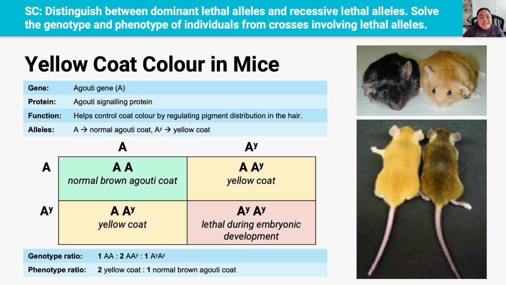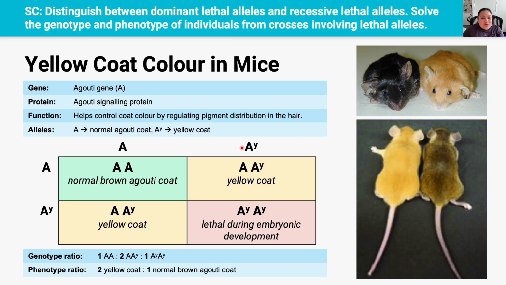So let's start with a classic example of lethal alleles, the yellow coat color gene in mice, studied in 1905. The agouti gene A codes for the agouti signaling protein, which helps control coat color by regulating pigment distribution in a hair strand. There are two alleles for the agouti gene, A for a normal agouti coat and AY for the yellow coat.